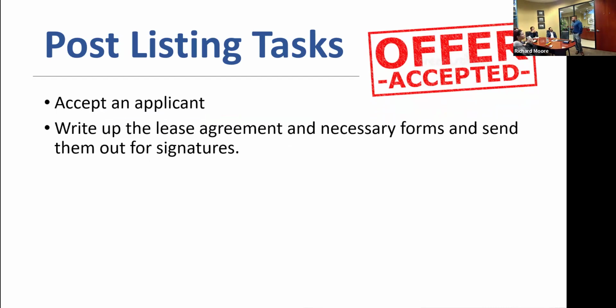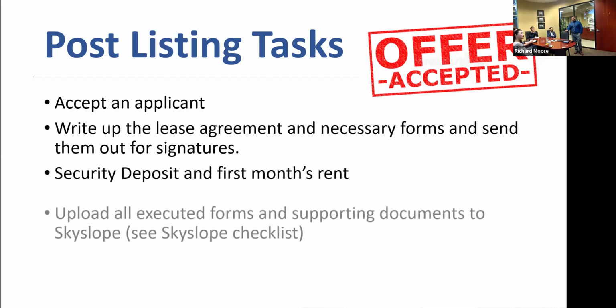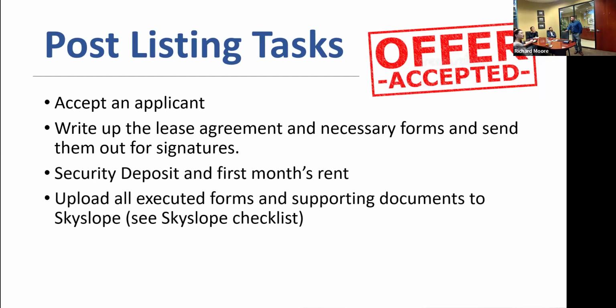Now, as a listing agent, it's your job to write up the lease agreement. It's between the landlord and the tenant's names. This is what the monthly rent is going to be, this is the security deposit, this is how much the moving cost is going to be, and a bunch of other things. You're going to go through that, and collect the security deposit and first month's rent. There are other forms included, not just the lease agreement, and we have a checklist of those forms, so make sure you have all of those, they're fully executed, and you upload them to SkySlope.